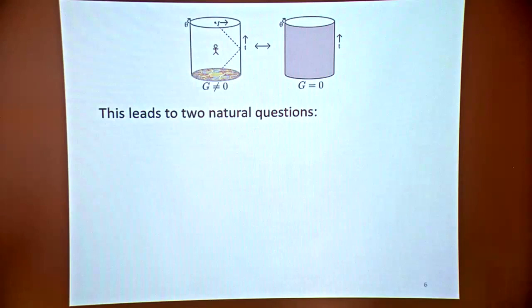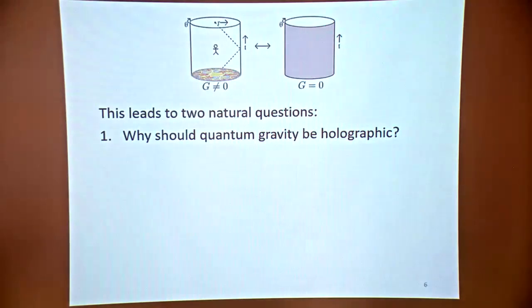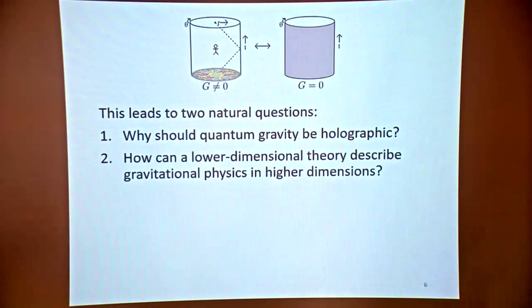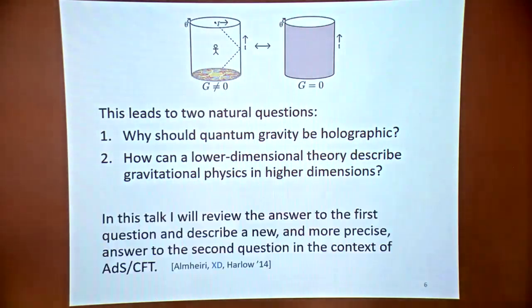This immediately leads to two natural questions. The first is, why should quantum gravity be holographic? Why should it behave in this way? And the second question is, how can this be the case? How can a lower dimensional theory describe gravitational physics or approximately local gravitational physics in higher dimensions? In this talk, I'll review the answer to the first question, and I'll describe a new and I think much more concrete answer to the second question, but I'll do it in the context of the AdS/CFT correspondence.